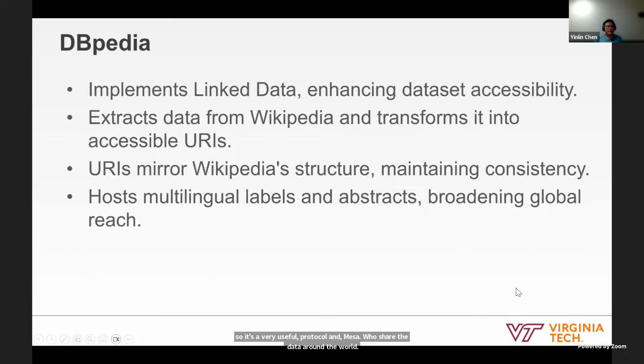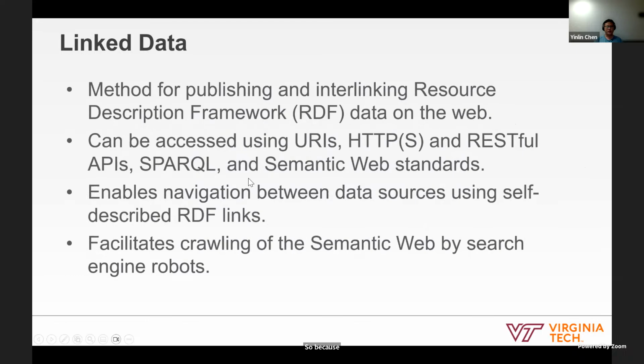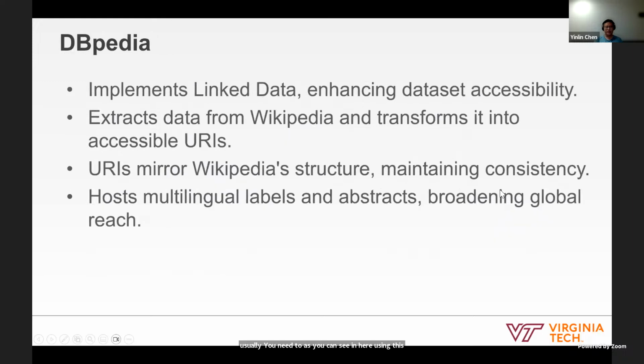And DBpedia is an implementation of linked data. It basically contains all the data from Wikipedia transformed into linked data, so people can use this to find information. Because it's implemented as linked data, as you can see here, you usually use this protocol to access the data in DBpedia.